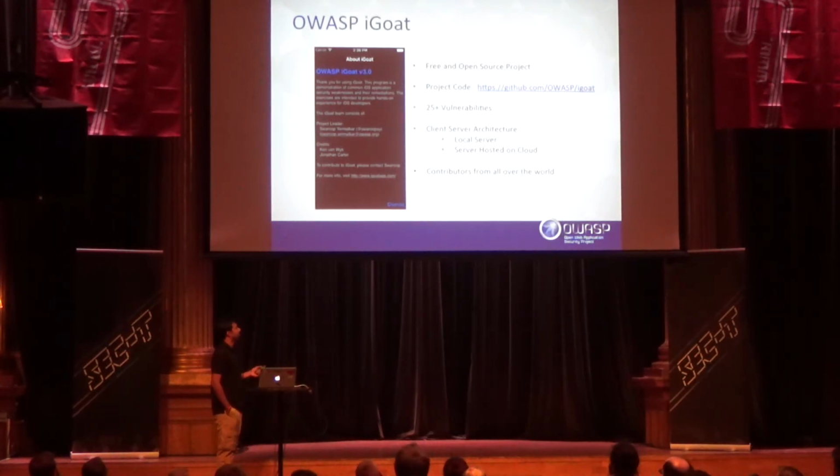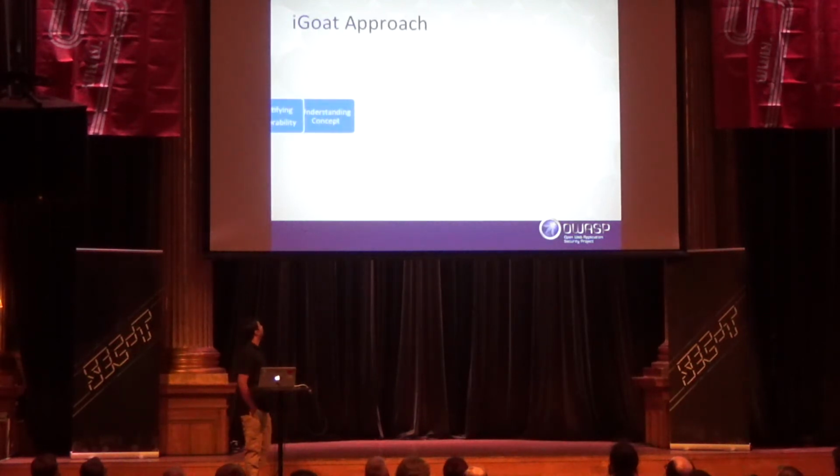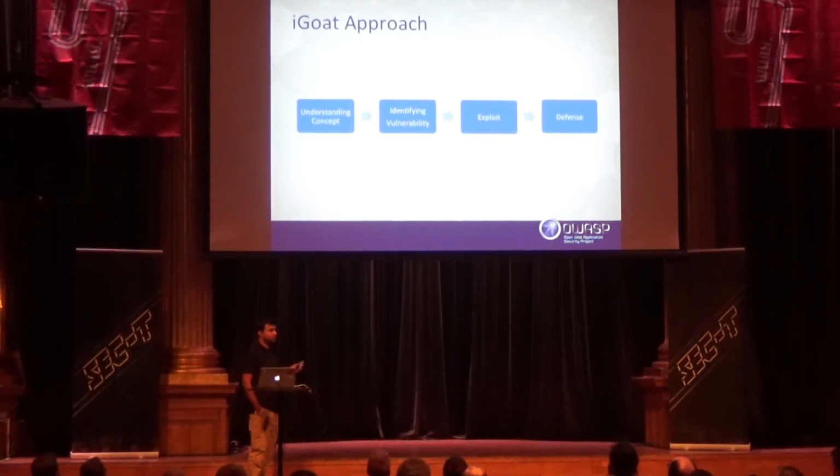It currently has 25 plus, or I would say 30 plus, vulnerabilities. It has a local server, and one server is hosted on the cloud. Currently we have vulnerabilities like cloud misconfiguration, broken crypto, and importantly, key management. When you're handling a mobile app, key management is a very important concern, like where to store the encryption key, and like that we have multiple scenarios covering what developers face in the day-to-day development cycle. The iGoat approach is very straightforward: understanding the concept, identifying the vulnerability, exploiting it, and most importantly, it will teach you how to defend against the particular vulnerability.